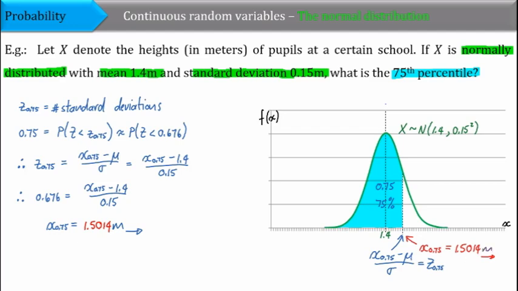Okay, remember the x1 is in meters. Now we know that our calculation is correct because 1.5 meters is greater than 1.4 meters, and the value that we need is in fact on the right hand side, in other words greater than 1.4.